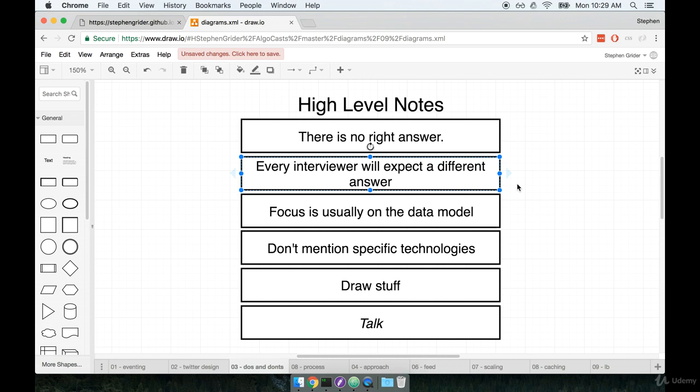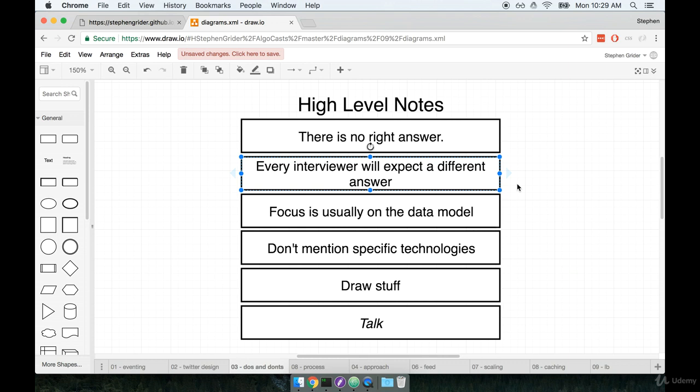So interviewer A at one company is going to want to hear about how you would identify challenges in the product, and then maybe interviewer B would want to hear about how you would scale out the product for hundreds of thousands or millions of users. So every single interviewer wants to hear a slightly different answer. It's going to be up to you to figure out exactly what to focus on.